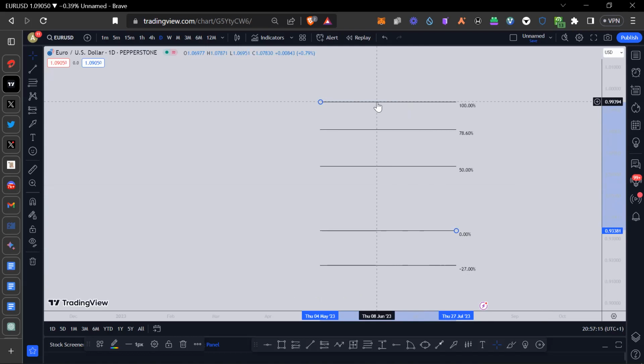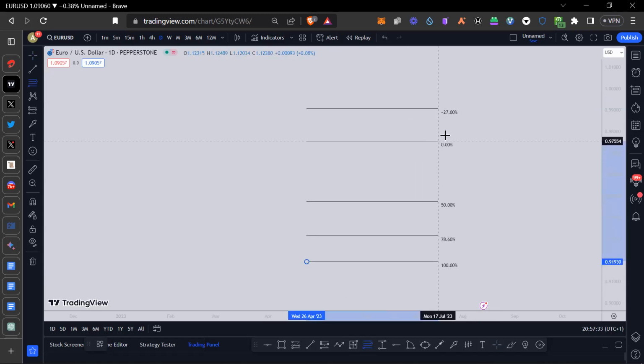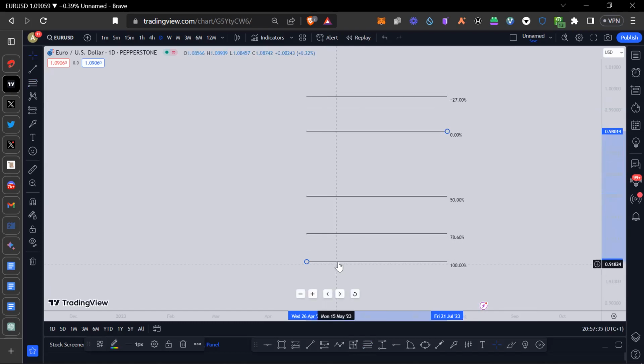But you have to tweak it. Yeah, you have to tweak it upside down if it's in an uptrend. But if it's in a bearish trend, you have to face it like this. So what I mean is, if it's in an uptrend, you use it like this. So your 100% will be down, but if it's in a bearish trend, the 100% will be up.